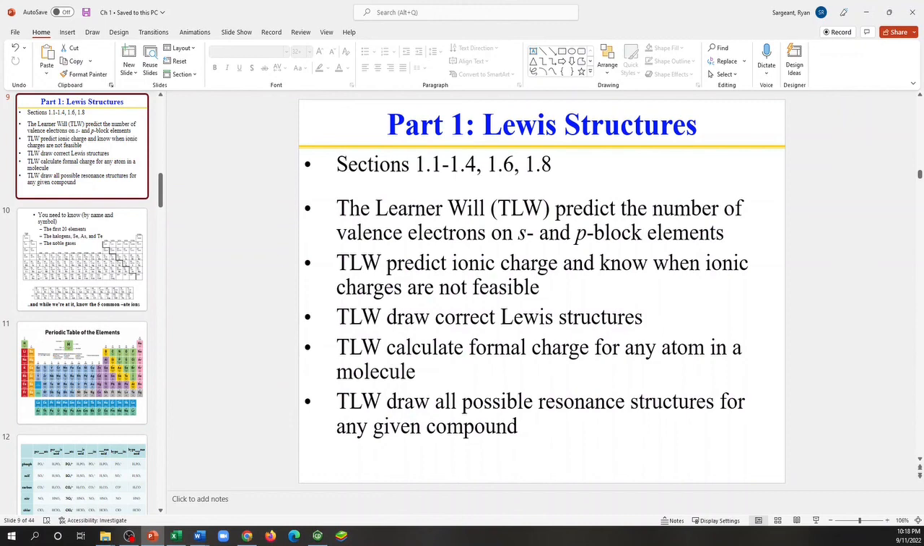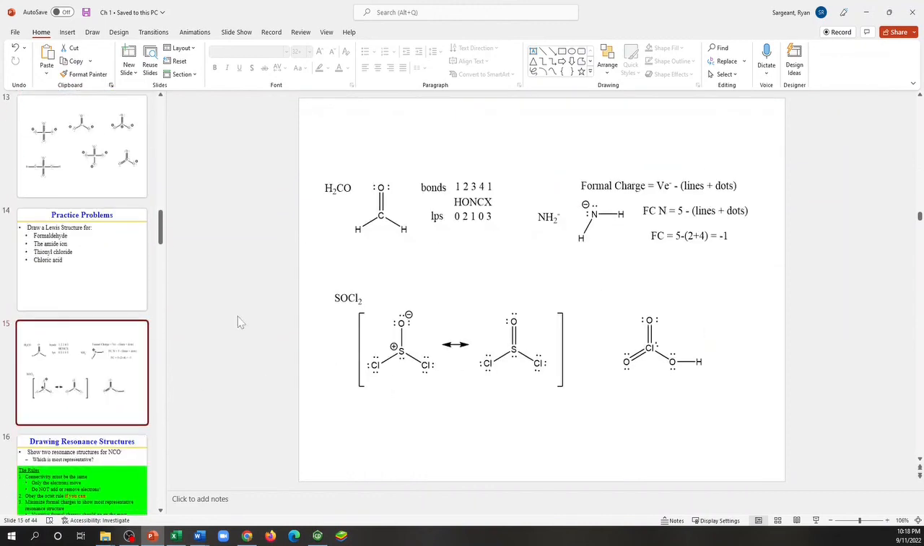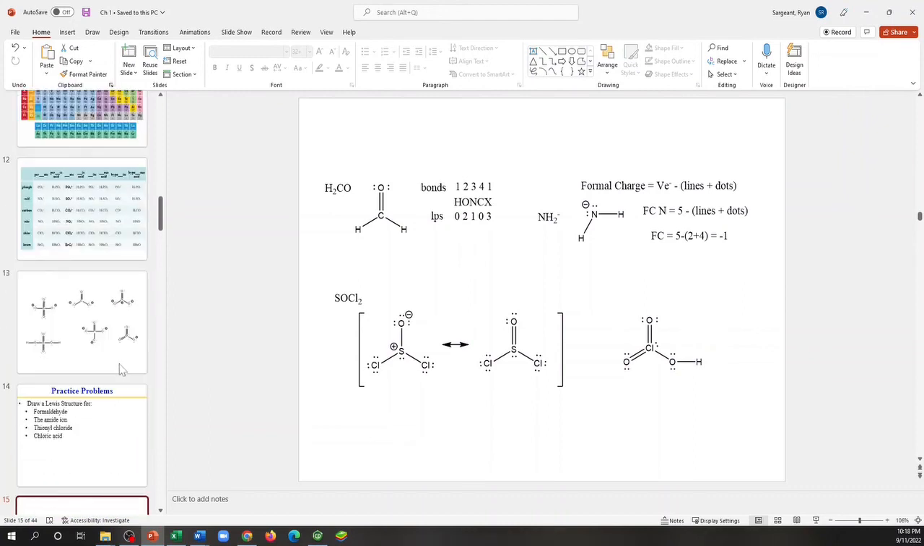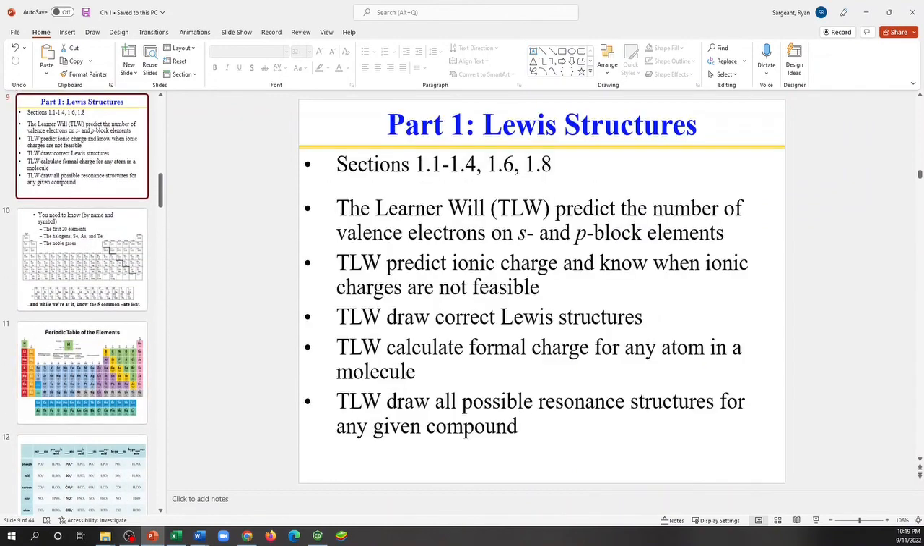We'll draw correct Lewis structures. We did that today. I have quite a few examples of different Lewis structures that we drew today using both the octet rules and the general way of doing it in general chemistry, where you put the least electronegative element in the middle and then count up all your valence electrons.